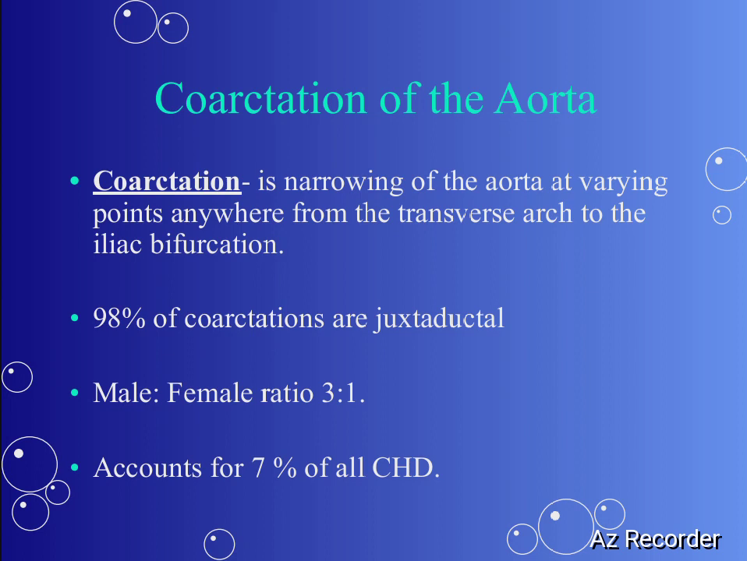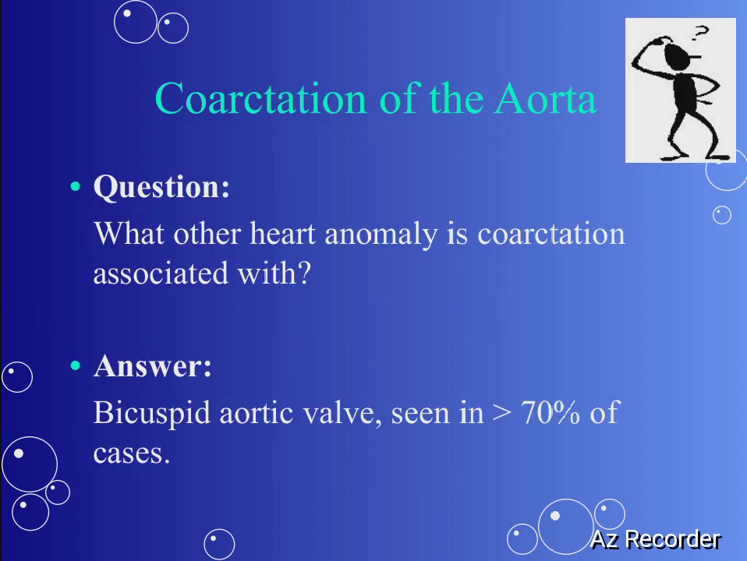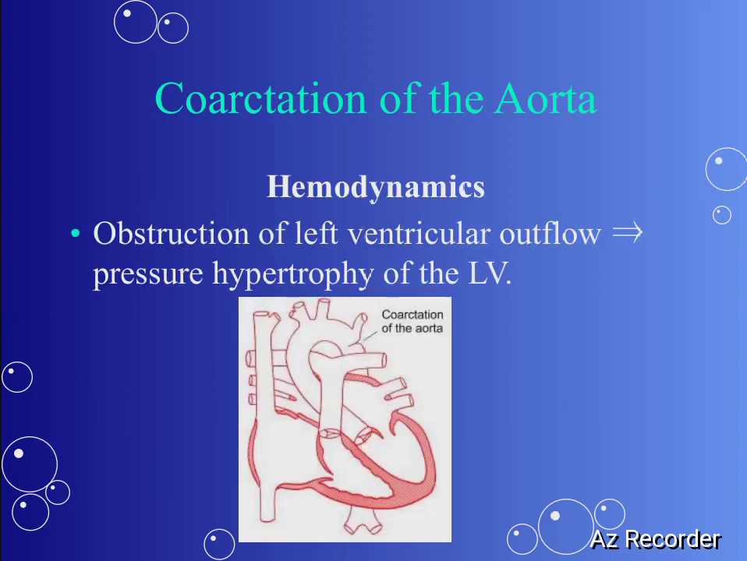Coarctation of the aorta is a narrowing of the aorta at varying points, anywhere from the transverse arch to the iliac bifurcation. 98% of coarctations are juxtaductal. The male-female ratio is 3:1, and it accounts for 7% of all CHD. Hemodynamics: the obstruction of the left ventricular outflow causes pressure hypertrophy of the LV.